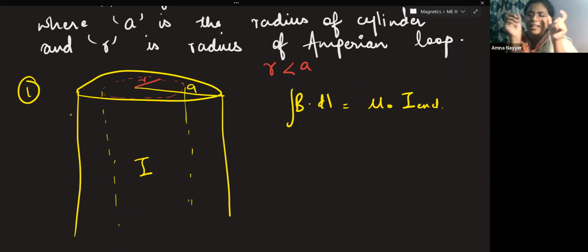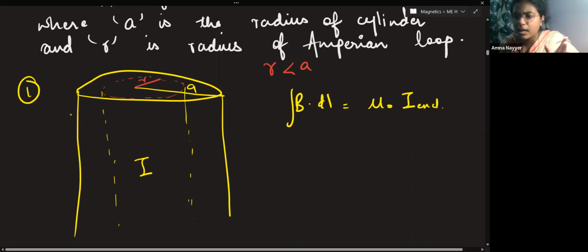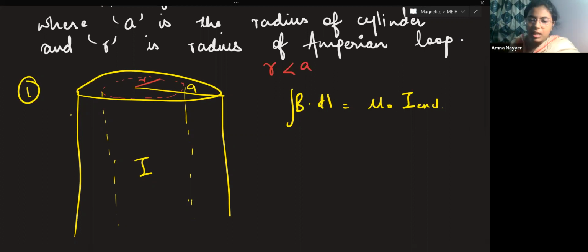There is a certain extra current present in our Amperian loop. We want to find out the enclosed current. And enclosed where? Enclosed within the loop. So within the loop, you do not have current I. I is for the complete wire. For this specific region, we want to find out. So it means I enclosed will not be I. Clear? Any doubts in this step?